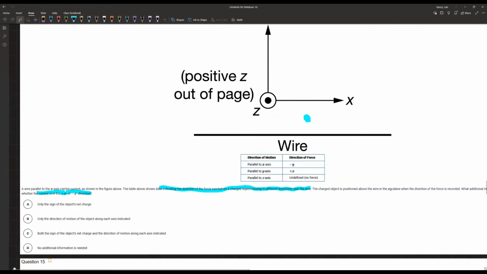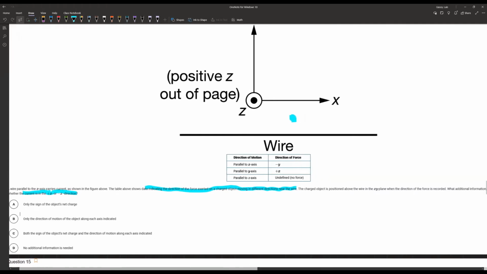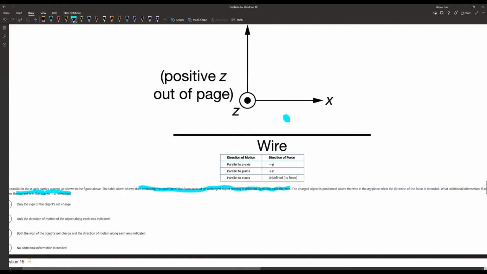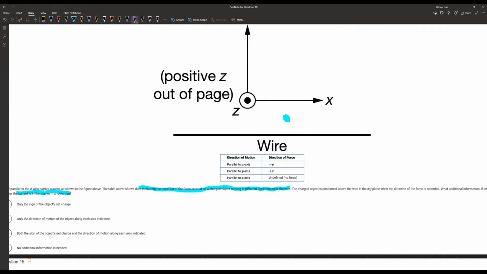So let's see here. When our object happens to move parallel to the x-axis, so let's say we have a velocity in this direction.